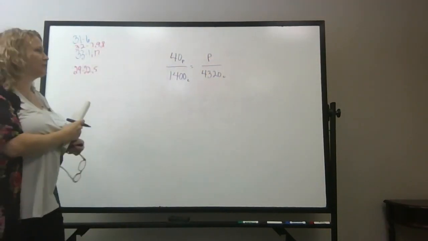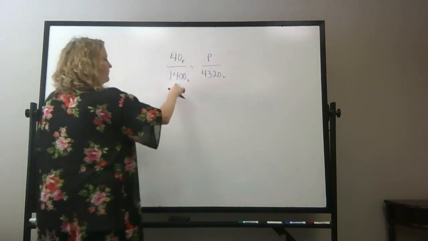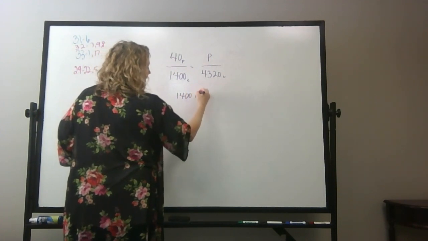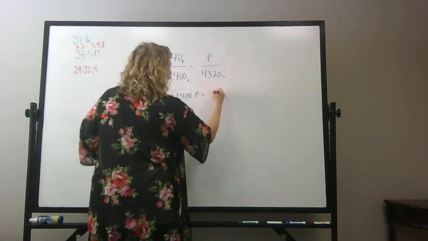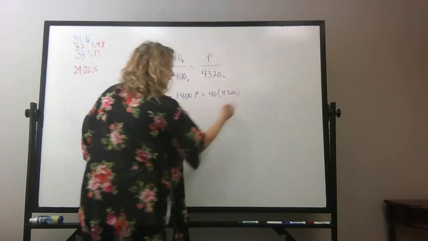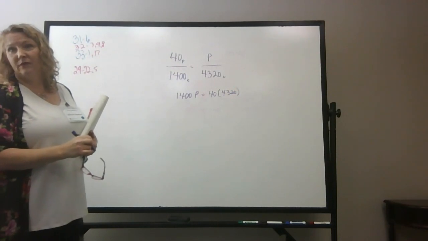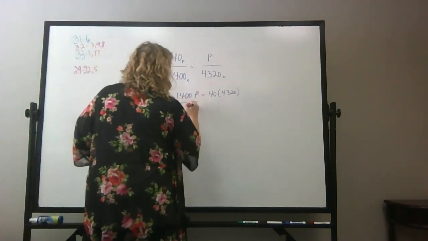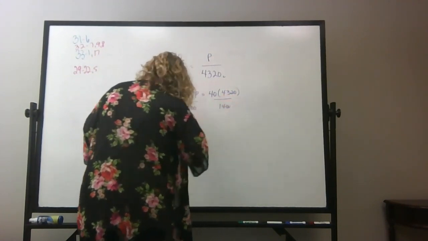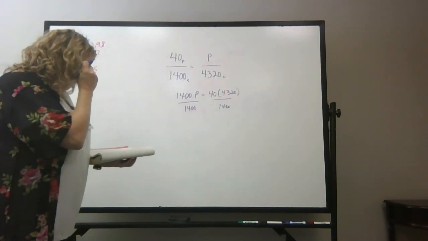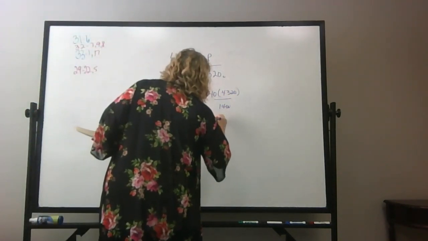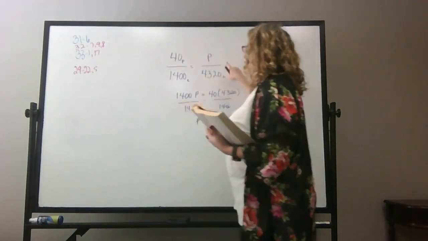All right, so it's just like the other one. We're going to now cross multiply 1,400 times P. So this 1,400 P is going to equal 40 times 4,320. Yes? I'm going to then divide both sides by 1,400. Okay. And we will get that P equals 120 grams. Okay, so P equals 120.